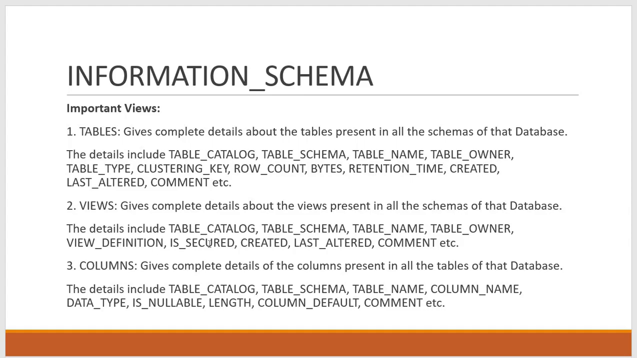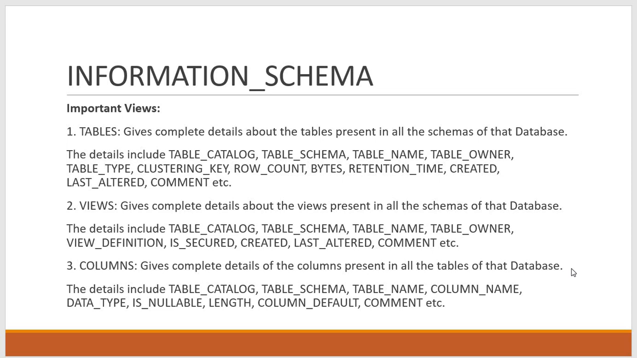So it is a secured view or normal view, when it was created, when it was last altered, the comment you have given for that view. So it gives complete details of this view. And the third view is columns. Okay, so this gives complete details of the columns present in all the tables of the database.